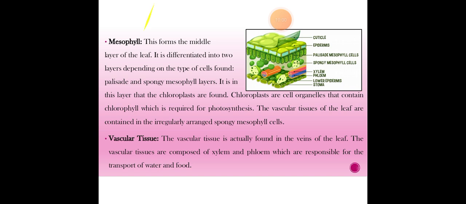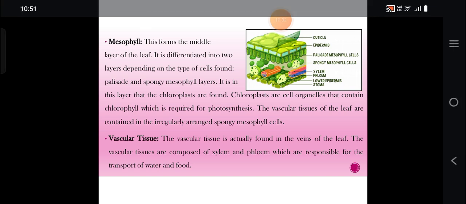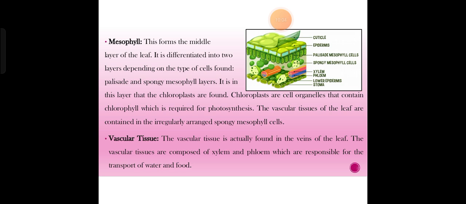Vascular tissue. The vascular tissue is actually found in the veins of the leaf. So if anyone asks you where the vascular tissue is found, it is found in the veins of the leaf. The vascular tissues are composed of xylem and phloem, that means vascular bundles, which are responsible for transport of water and food, that I already told you. So vascular tissue and vascular bundles are the same thing.